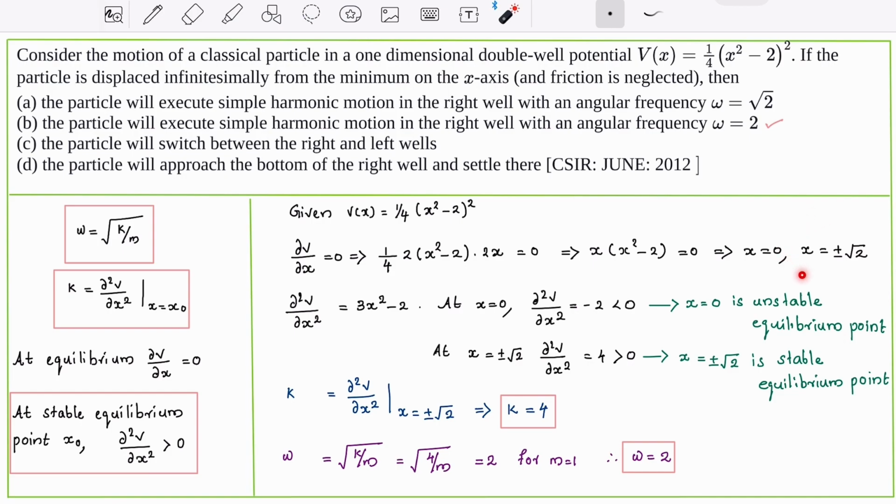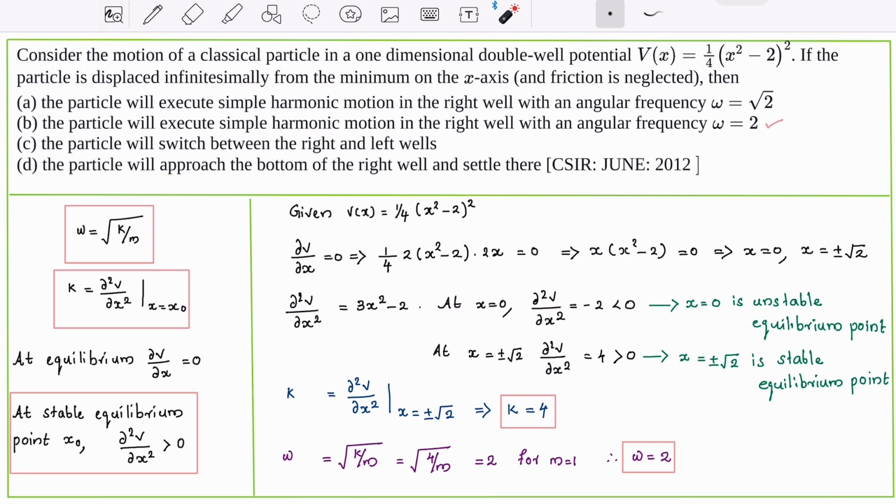Now, at x = ±√2, ∂²V/∂x² becomes 4. Now 4 is greater than 0. Therefore, x = ±√2 is a stable equilibrium point. So x = +√2 is a stable equilibrium point, and x = −√2 is also a stable equilibrium point. Thus, oscillation happens about these stable equilibrium points.